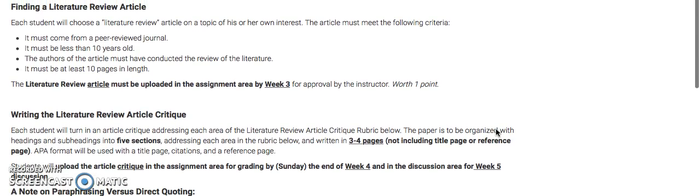So as always, each student will choose a literature review article on a topic of your own interest, and it must have the following 4 criteria, which have been consistent throughout for every assignment. So it must come from a peer-reviewed journal. How do you find an article from a peer-reviewed journal? Through the Widener Library. It must be less than 10 years old. The authors of the article must have conducted the review of literature, and it must be at least 10 pages in length.